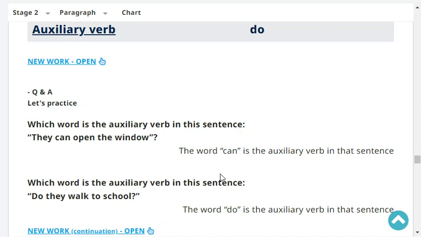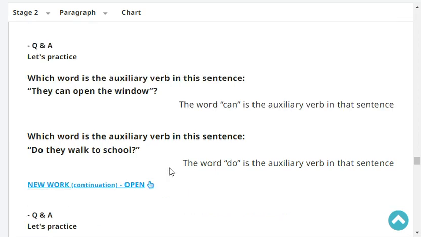Which word is the auxiliary verb in this sentence? They can open the window. The word can is the auxiliary verb in that sentence. Which word is the auxiliary verb in this sentence? Do they walk to school? The word do is the auxiliary verb. Auxiliary.